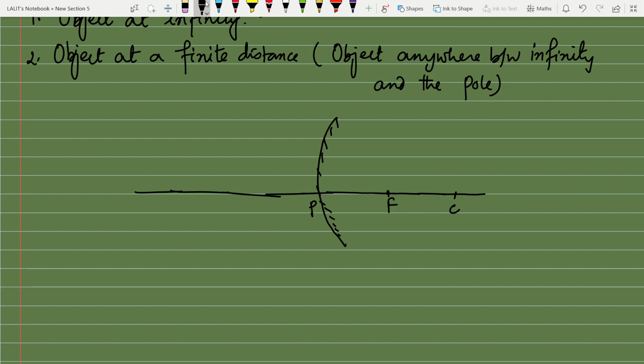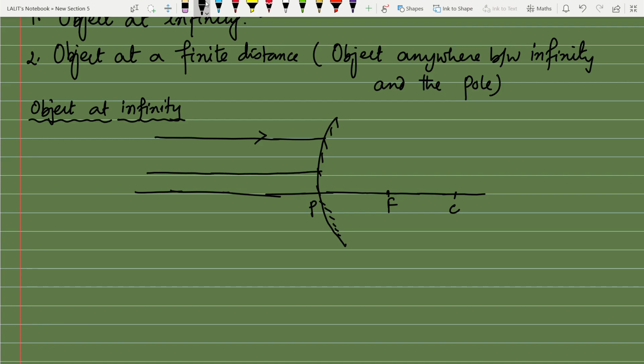Now when the object is at infinity, the rays must be coming parallel. So let us say this is one ray, and let us say this is the second ray coming towards the mirror. Now because this is a diverging mirror, the rays would appear to pass through focus. So this is one reflected ray. Extend it backwards, it would appear to pass through this focus. And draw the reflected ray for the second ray also. Extend it backwards. This also must appear to pass through the focus this way.